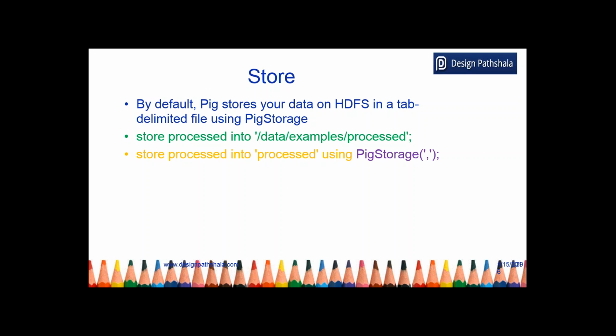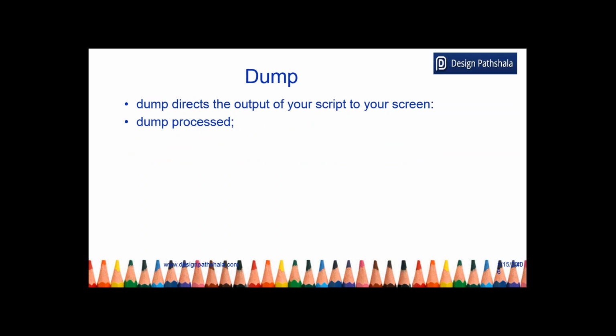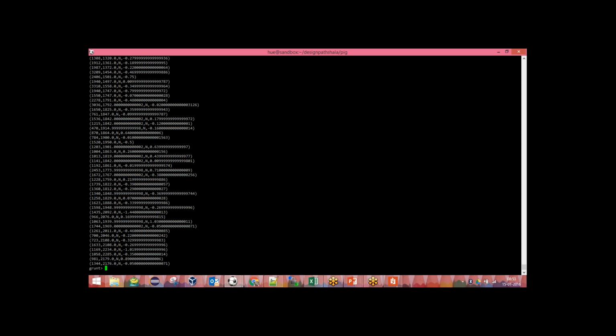Store, this is my variable name, into the HDFS location where you want to write. Using PigStorage will ensure my output is comma separated now. Dump, with the variable name, will dump it on the screen. If you remember, I just dumped that onto the screen when I ran that.